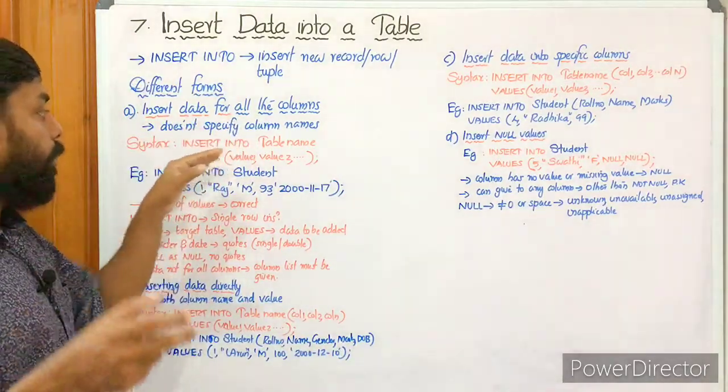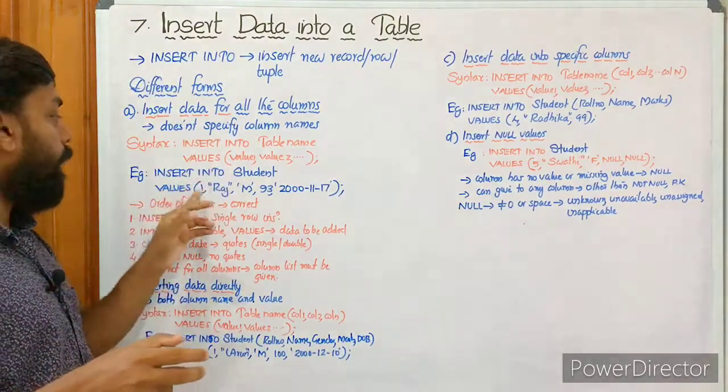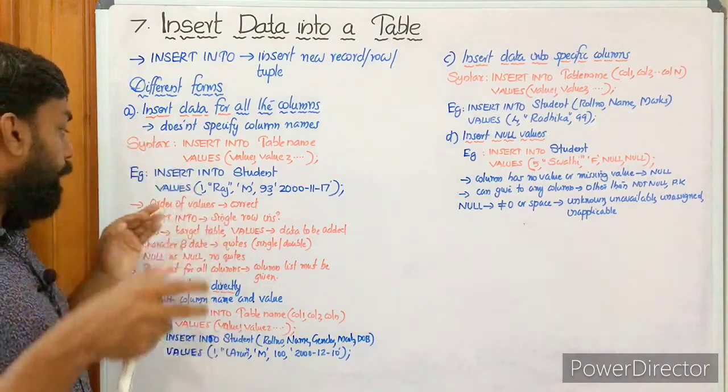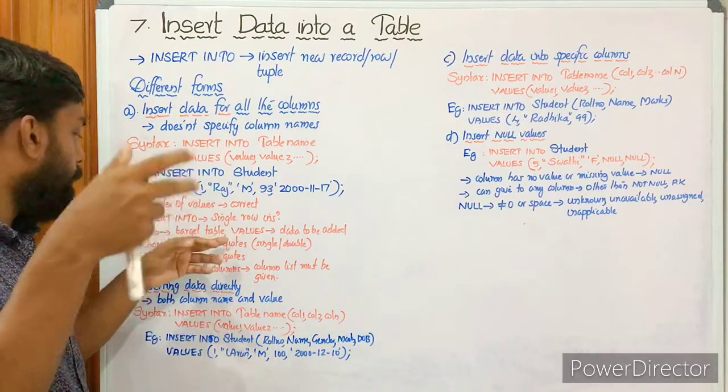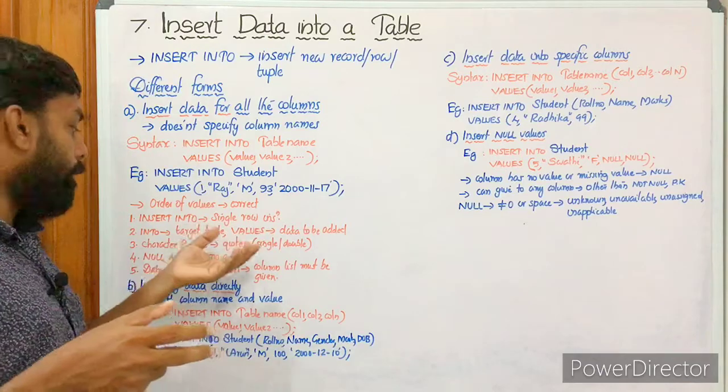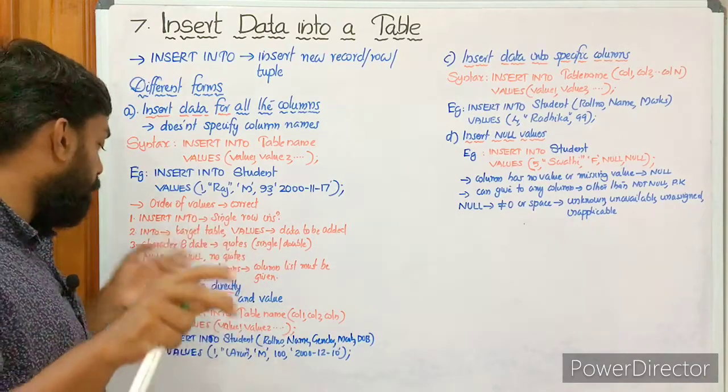Without specifying column names: insert into student values. We provide value for all the columns, then the order of values must be correct. With insert into, only single row insertion is possible into the specified target table. Values are the data to be added. Character values must be in quotes. Null has no quotes.